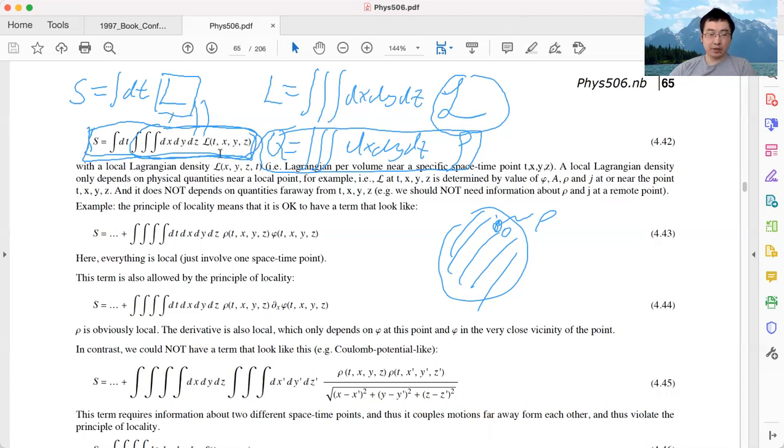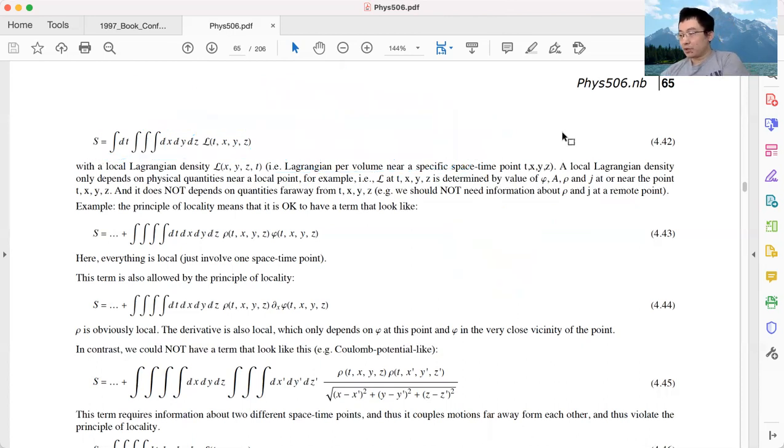Okay, so let me first explain a little bit more about what this Lagrangian density, curly L, will look like. Okay, so this curly L is a Lagrangian density, as I just mentioned. And the Lagrangian density describes physics at or near one specific space-time point. So let's say this is my space and time point, t, x, y, z. So this is one point in my space and time. And the curly L describes what happened near this point. It describes what happened in a local region. That's why it comes from the principle of locality.